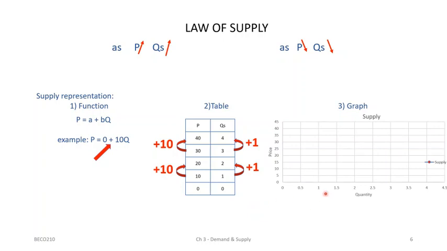Using a graph with the quantity on the x-axis and the price on the y-axis, we can plot the supply line using the coordinates from the table. As you can see, the more the quantity increases, the more the price increases. The supply line is upward sloping.